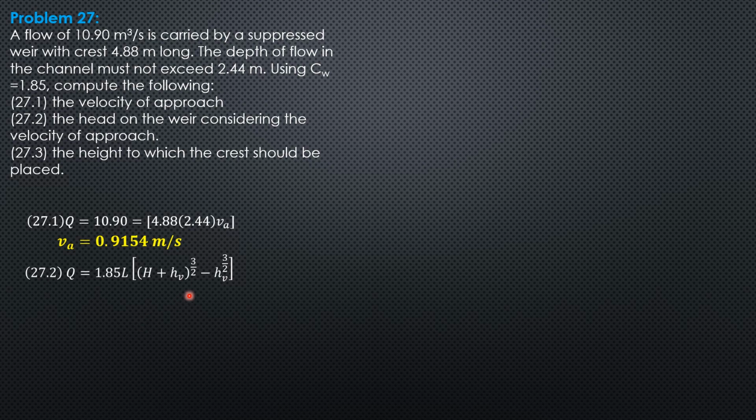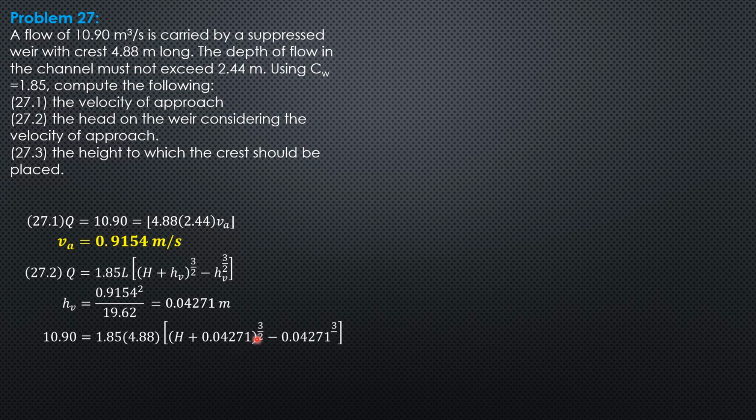So H sub V is velocity of approach squared over 19.62, or 2g. So it is equal to 0.04271 meters. Substitute into this equation. So 10.9 equals 1.85 times 4.88 times the open quantity H plus 0.04271 raised to 3 halves minus 0.04271 raised to 3 halves.